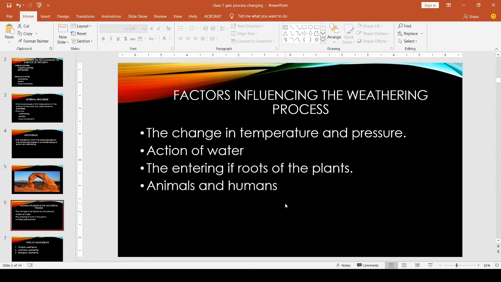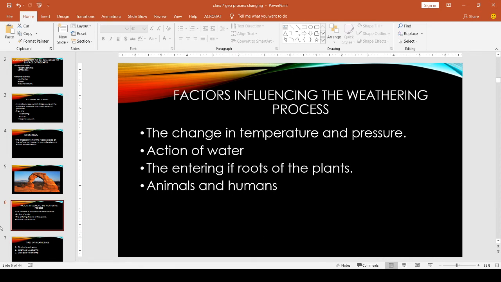Then lastly, animals and humans. Animals and humans also break rocks into pieces by their actions. Because of human activities, human needs, they break the rocks into pieces. And also some of the animals live in holes of the rocks. That will also cause the disintegration of rocks. Okay, so these are the factors influencing the breaking of rocks. Then there are three types of weathering.